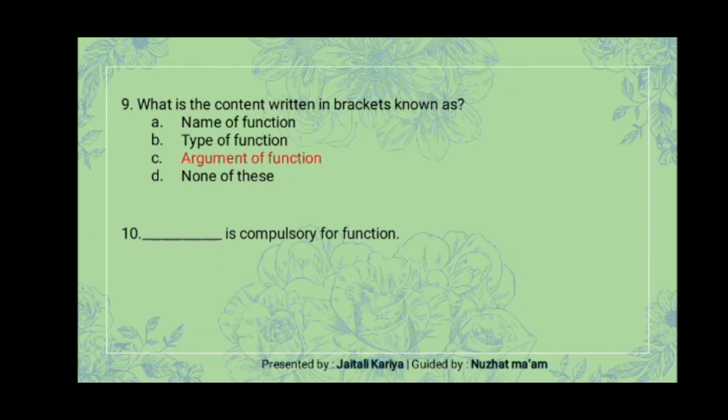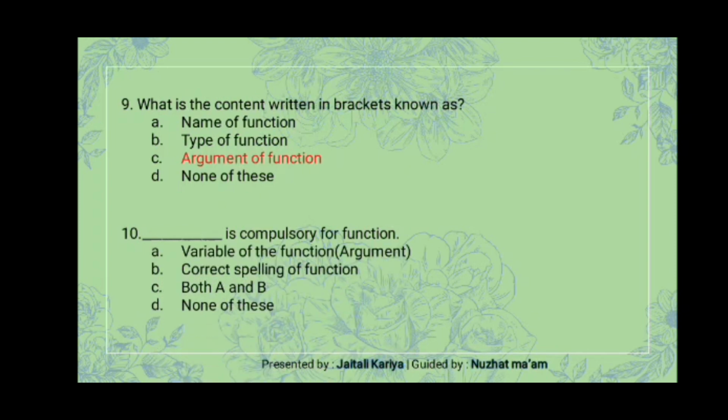10th, dash is compulsory for function. A. Variable of the function, that is argument, B. Correct spelling of function, C. Both A and B, and D. None of this. And the correct answer is C, that is, both A and B.